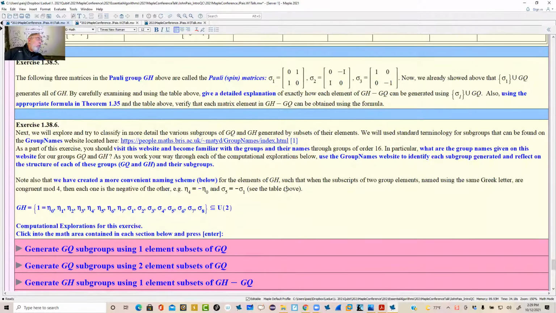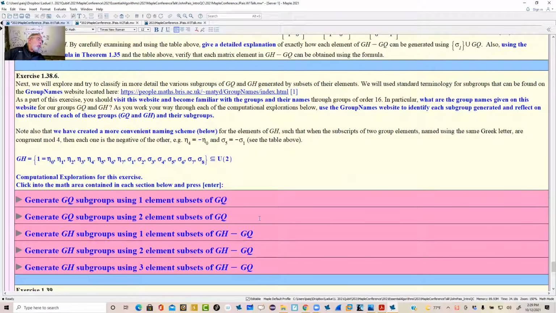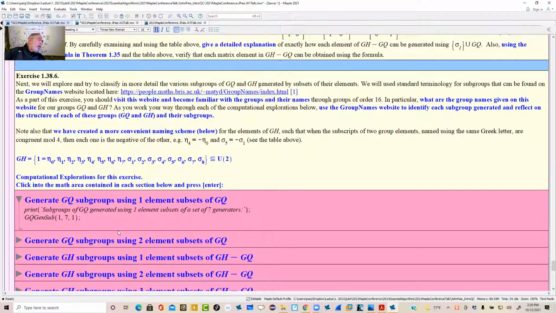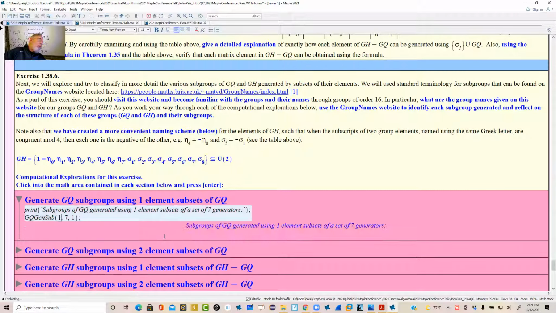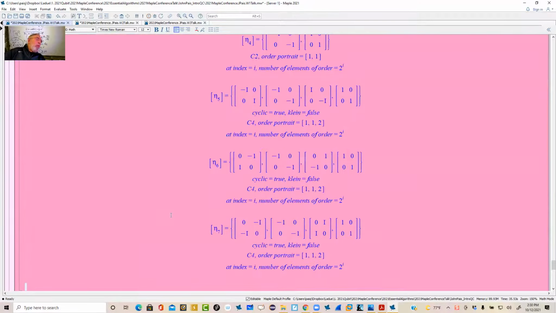Then I have some software that I've developed to explore these groups. For example, we're going to look at the GQ group, which is the Quaternions. If I just run this, it will take all the elements of the group and see what subgroups are generated by them.